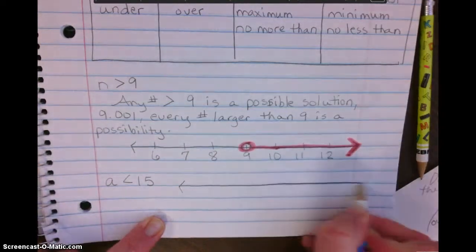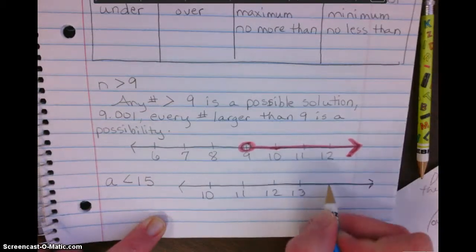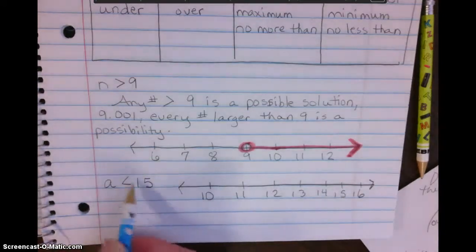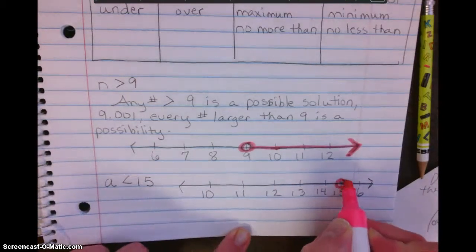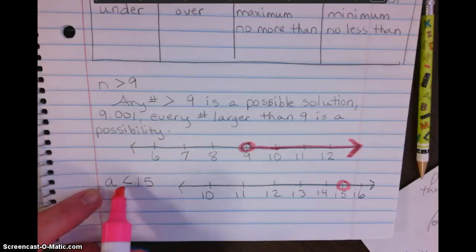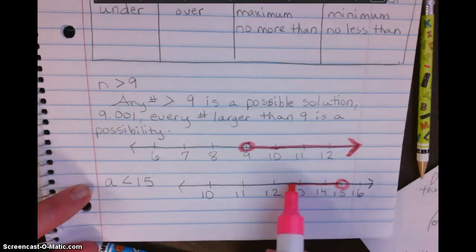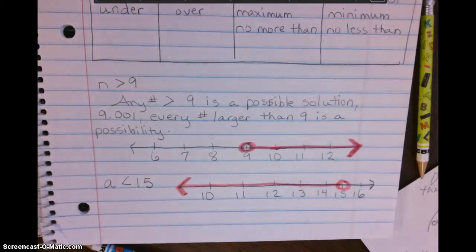On my number line, I'll put 10, 11, 12, 13, 14, 15, and 16. A has to be less than 15. So that means 15 is not included as a possible solution for this inequality. So we have to use the open circle. Could 17 be a solution? Is 17 less than 15? No. Is 13 a possible solution? Is 13 less than 15? Yes, it is. So our arrow would be going to the left to represent any number less than 15.